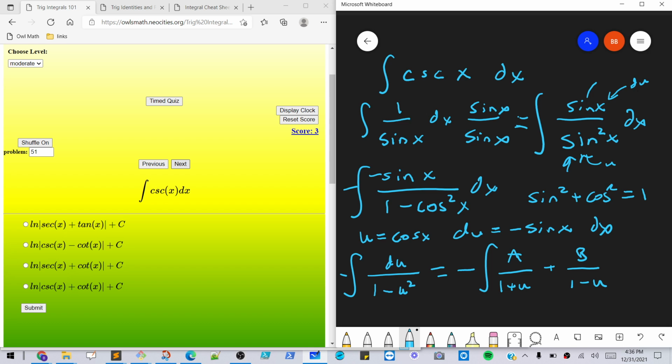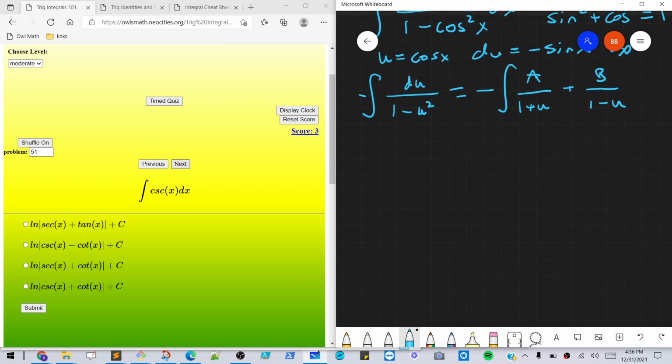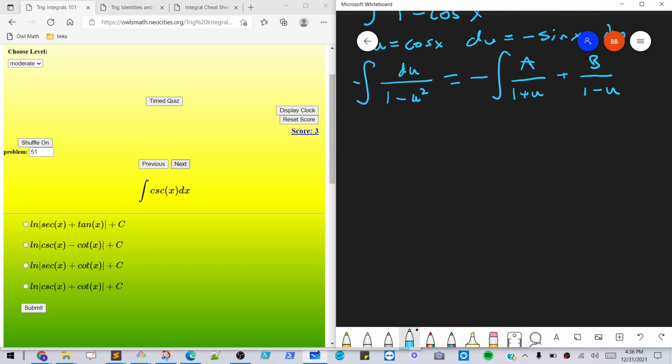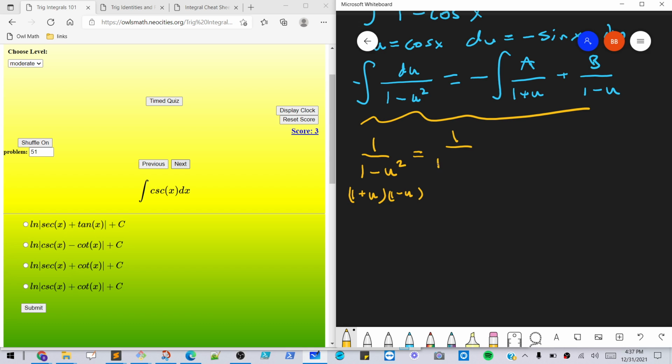Right, because I'm going to do this out separately. I want to do it so it's clear to see. I don't want to rush that part. Let's just do our partial fractions here. So what we want to do is split this into, this is going to factor right here as 1 plus u, 1 minus u. So let's actually just rewrite it that way.